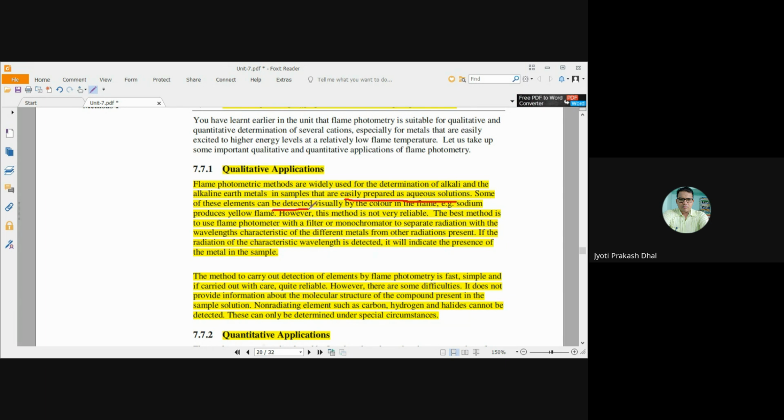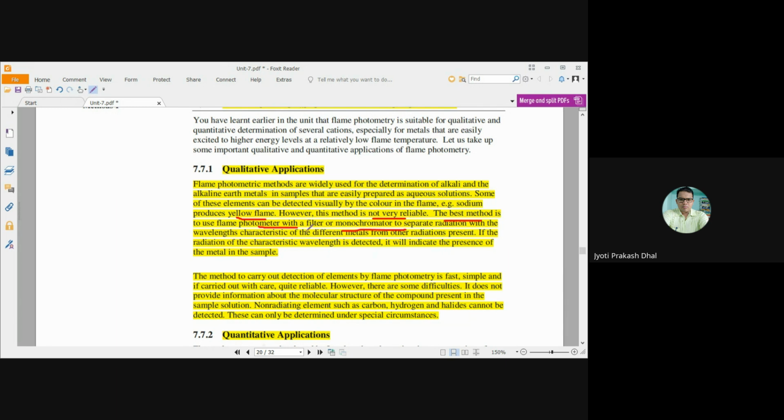Some other elements can also be detected visually by the color in the flame, that is, sodium produces a yellow flame. However, this method is not very reliable. The best method is to use a flame photometer with filter and monochromator. That means in some cases we can also qualitatively analyze the presence of a sample by the color, but that is not a reliable method.